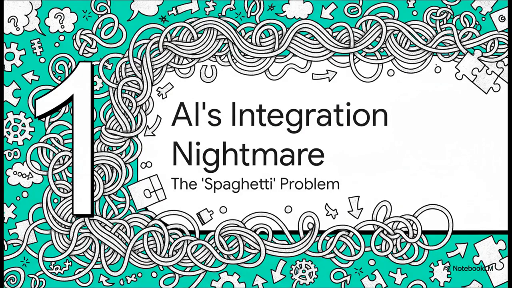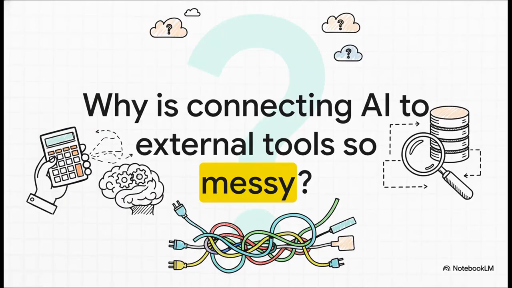So why did we even need this universal translator in the first place? Well, because honestly, before something like MCP came along, the world of AI integration was an absolute nightmare. People call it the spaghetti problem for a reason. So this really gets to the core question, right? Why is it so messy to connect an AI to external tools? I mean, why can't a model just use a calculator or search a database as easily as we can? It seems like it should be simple.